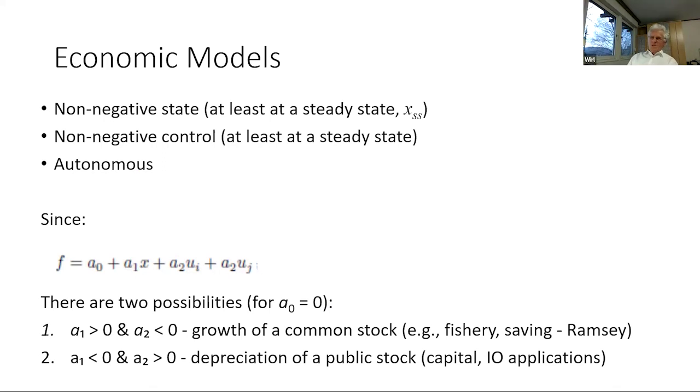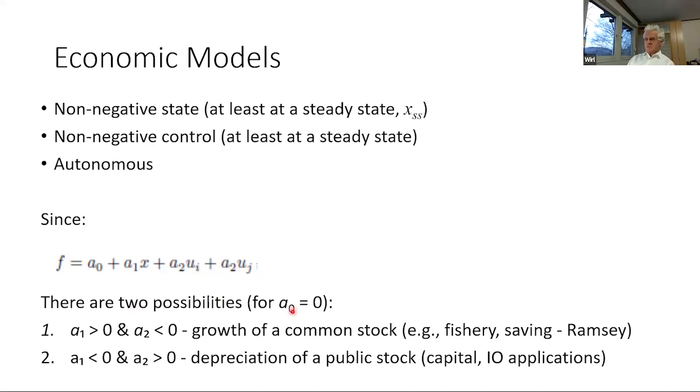So what is, aside from the assumption that I already used, that the cooperative solution must exist and that the tail must not wag the dog, what additional properties characterize economic models? And I state here 3. One is usually we operate in the non-negative state, at least at a steady state. The controls should also be non-negative, also with some caveat, at least at a steady state. But in most cases, the differential equation is autonomous. Okay? So what does this mean? This means that there are essentially for the dynamics 2 possibilities.